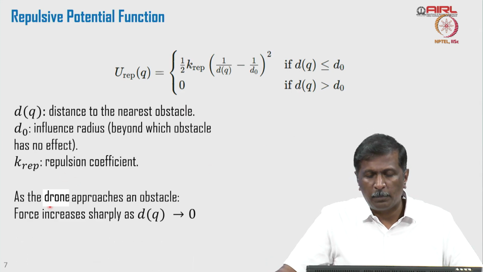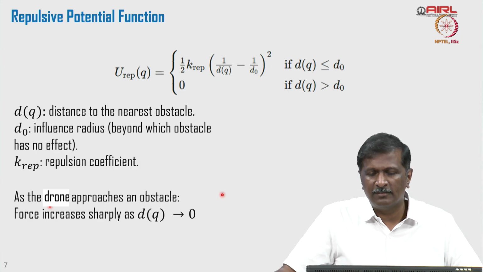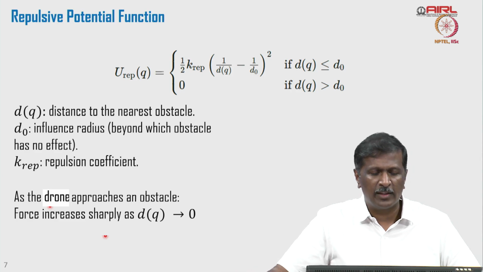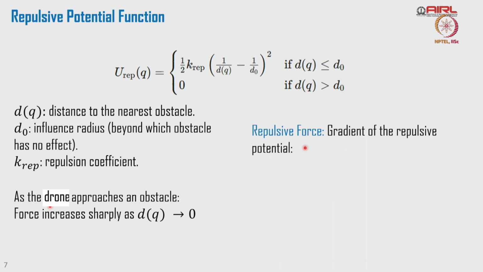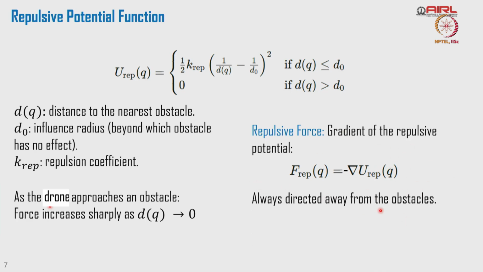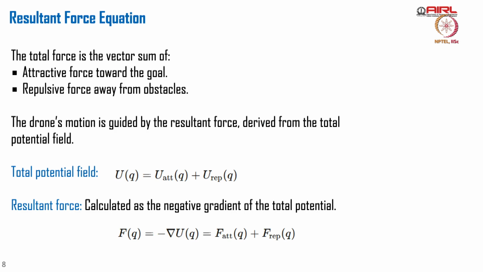As a drone approaches the obstacle, the force increases sharply, right? When d of Q tends to 0, here I am assuming that it touches the conflict region, the force acting on it increases very sharply. The repulsive force is the gradient of the repulsive potential. If I take a gradient of this, F repulsive is delta U repulsive of Q. So it is always directed away from the obstacle. Remember, this repulsive force is acting away from the obstacle.